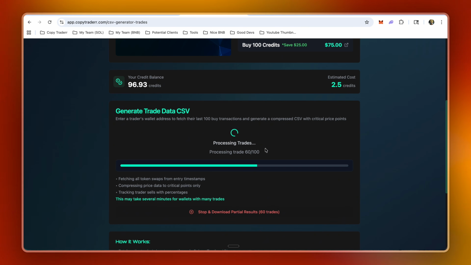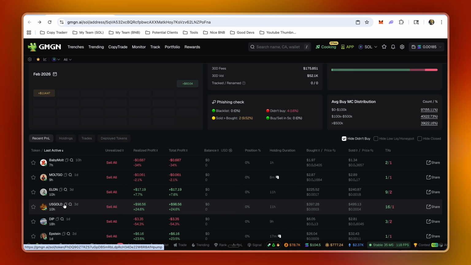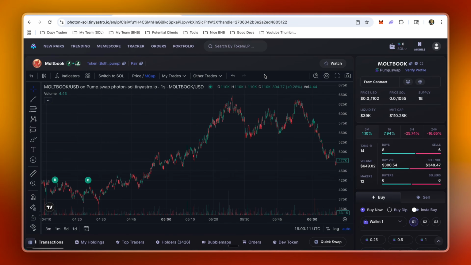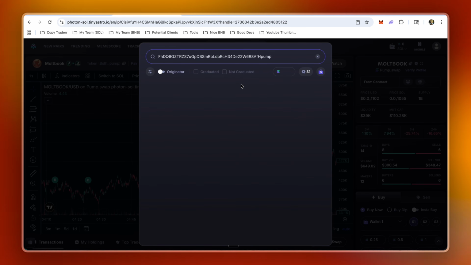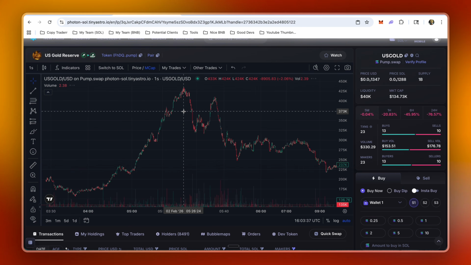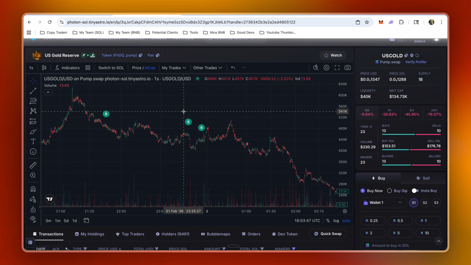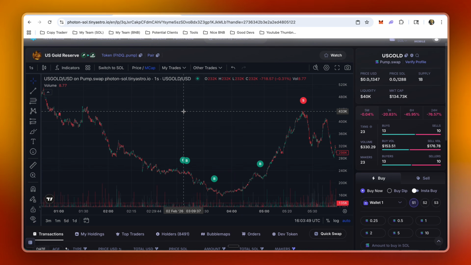Checking on the CSV generator now, 60% done. So while I'm waiting for that to be done, I can open up a few more trades to see what's going on with this trader. Let's take a look at this one, US Gold. I will add the address in. I know they bought on February 1st. And once again, they bought a lot of times and they sold once. So clearly this trader has a distinct trading style.